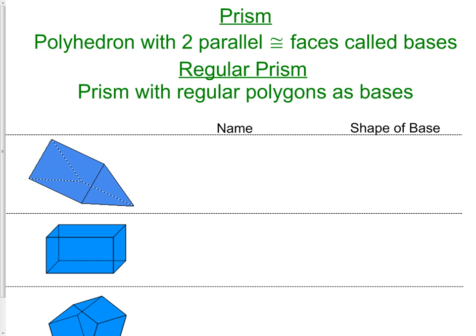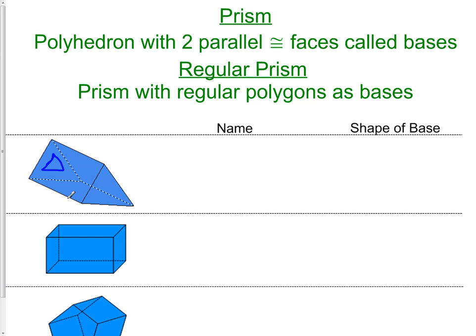A base is not the part of the object that it is sitting on. That does not necessarily have to be the base. A base is simply a face which is parallel to another face. As we look at the first triangular shaped polyhedron here, the bases would actually be the triangle on this end that is facing you and its partner on the other end that's away from you. Those two triangles are parallel to each other, therefore they're the bases.